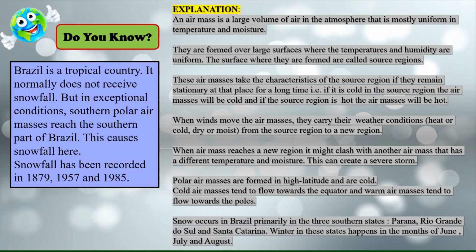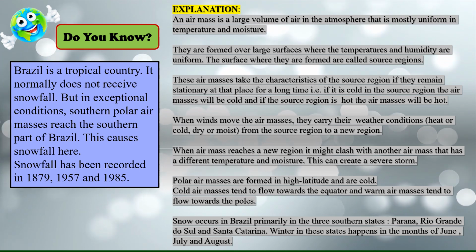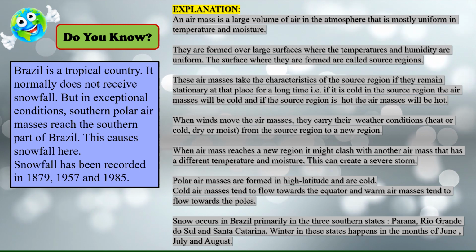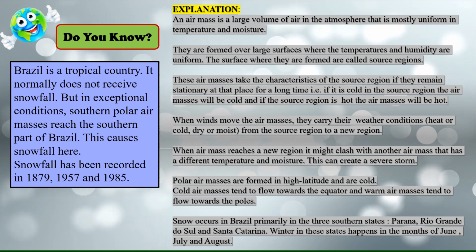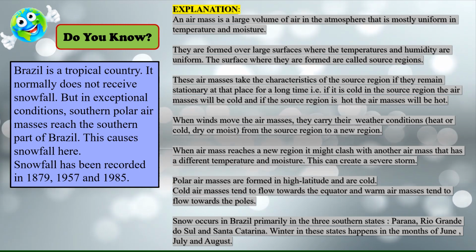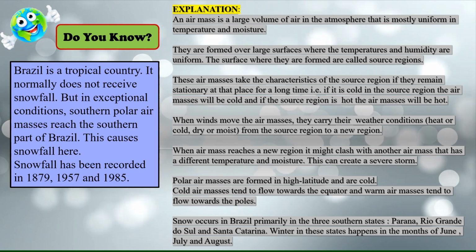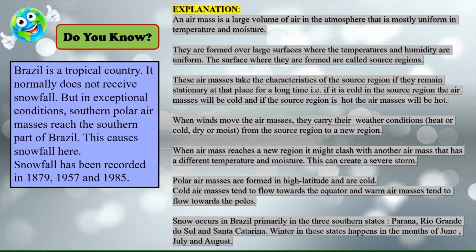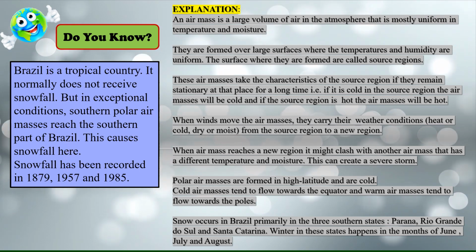Snow occurs in Brazil primarily in 3 southern states, that is Paraná, Rio Grande do Sul and Santa Catarina. Winter in these states occurs in the months of June, July and August. Hope you've understood this concept properly.